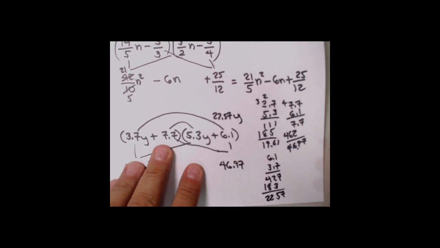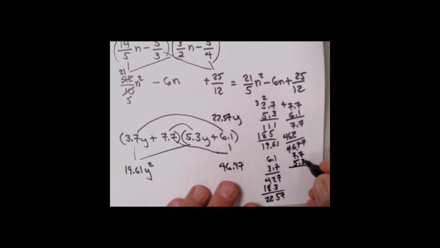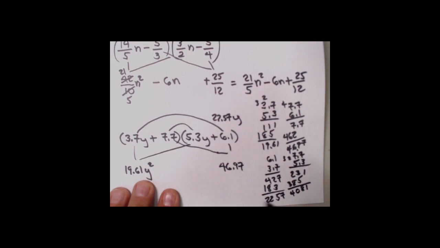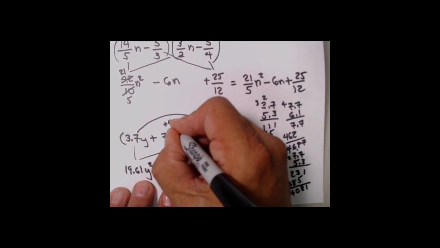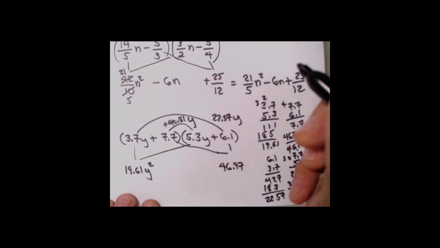Now, on the little rainbow, 7.7 times 5.3. Okay, 3 times 7 is 21. 21 and 2 makes 23. 5 times 7 is 35. Carry the 3. 7 times 5 is 35, and 3 makes 38. So I get 4081, 40.81. So plus 40.81. Okay, and that of course has a single y.